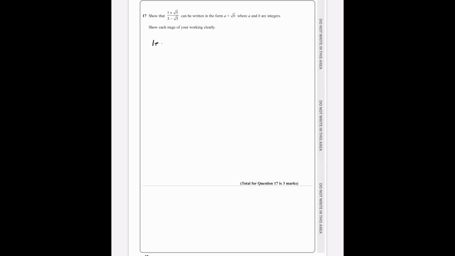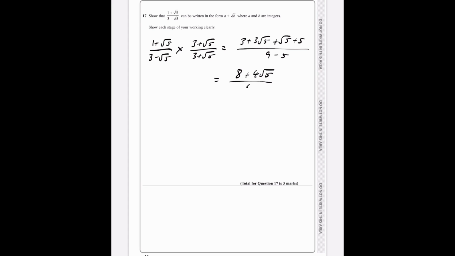Rationalising the denominator, we're going to multiply by its conjugate pair, so we're going to multiply the top and bottom by 3 plus root 5 over 3 plus root 5. That fraction is, of course, equivalent to 1. Carrying out the expansion of the numerator, we'll get 3 plus 3 root 5 plus root 5 plus 5. The denominator will get 9 minus 5 because the irrational bits will cancel. Simplify the numerator, 8 plus 4 root 5 over 4 simplifies to 4 plus root 5.